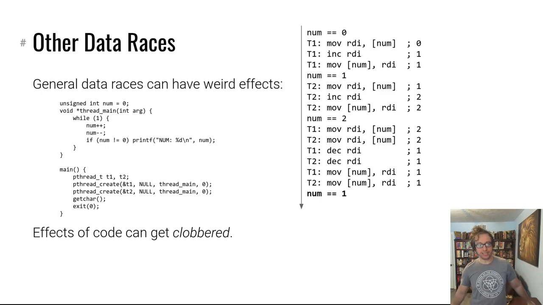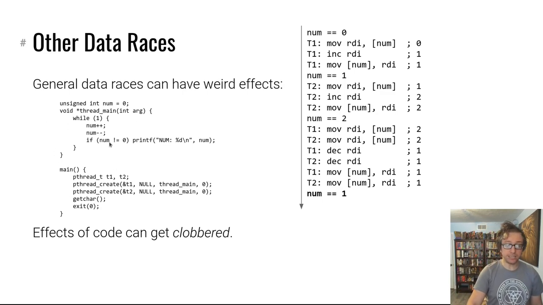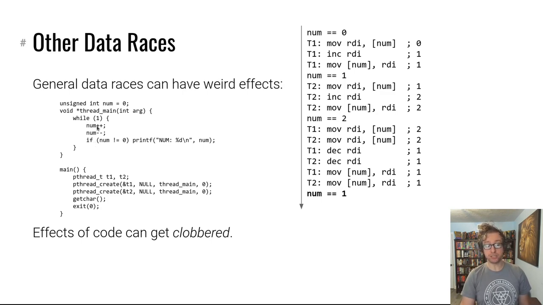Other data race concepts, right? Data races can have really weird effects, even if they're not necessarily time of check, time of use, right? Look at this situation, for example. You have two threads that each increment and then decrement a number. If the world made sense, you would expect this num to always be zero by the time this line comes around, because there's an increment, a decrement, and here we print it out only if it's non-zero. You'd expect it to never be printed out, right?